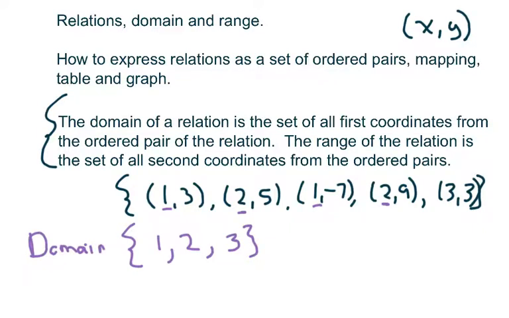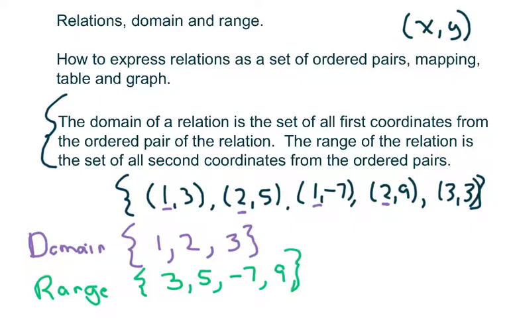Okay, the range is when all the guys get together. So all the guys would be the Y part. And that would be 3, 5, -7, 9, and 3 we already wrote down, so we're not going to write him again.